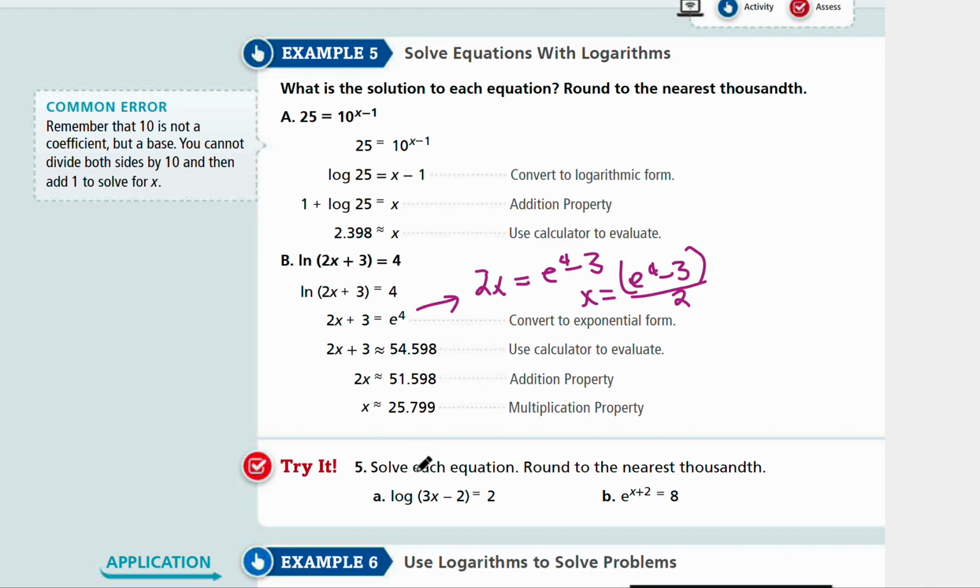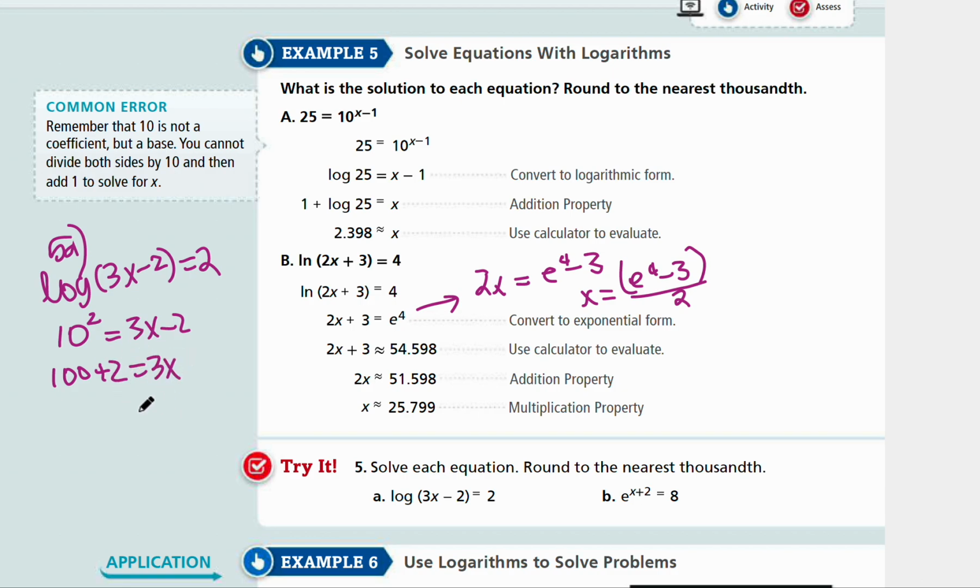Okay, are you ready? Let's look at part A. We have log(3x - 2) is equal to 2. What's the base here? There is no base, which means base 10 is implied. So 10 to the power of 2 is equal to 3x minus 2. 10 to the power of 2 is 100. So 100 plus 2 is equal to 3x.